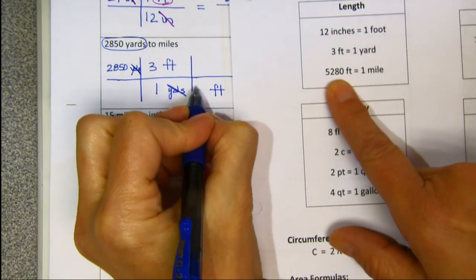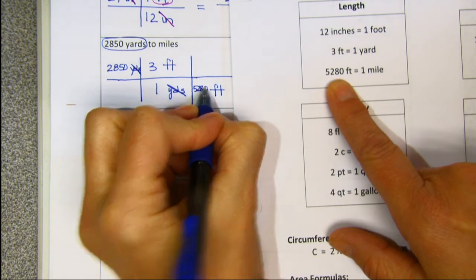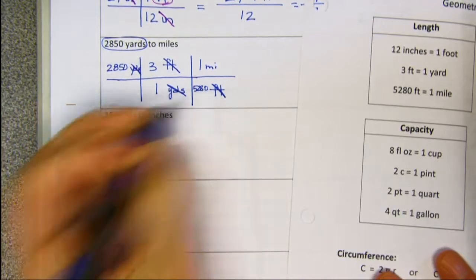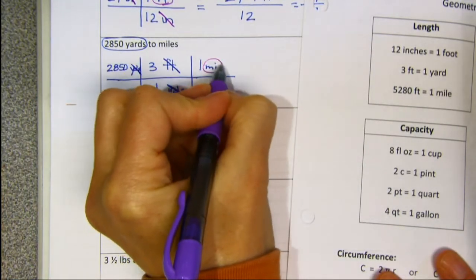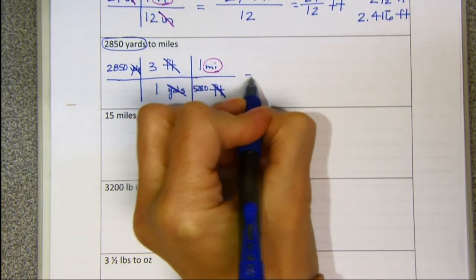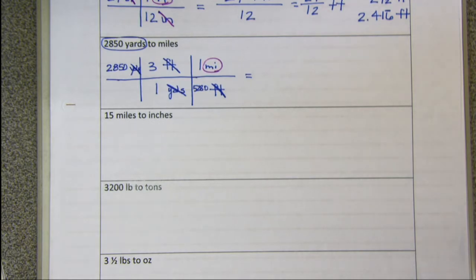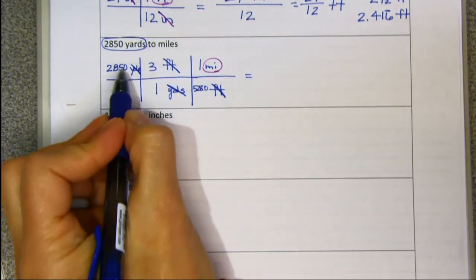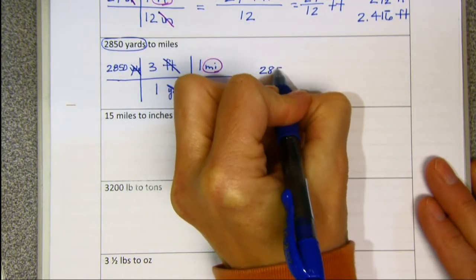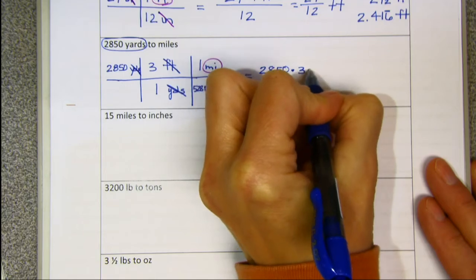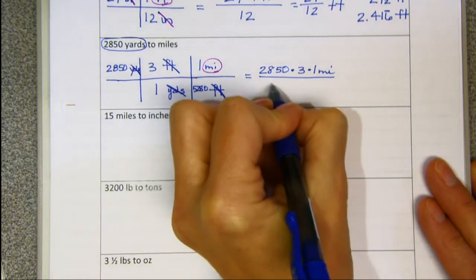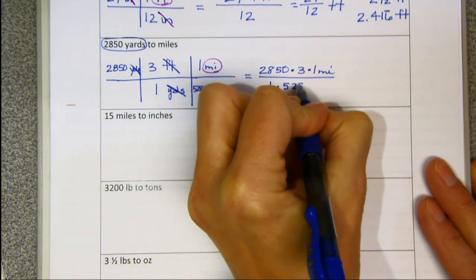And now I have 5,280 feet is 1 mile. My feet have canceled, and now I'm left with miles. But it took 2 unit conversions for us to get from yards to miles. So now I just do top times top times top. So I have 2,850 times 3 times 1 mile. All of that over 1 times 5,280.